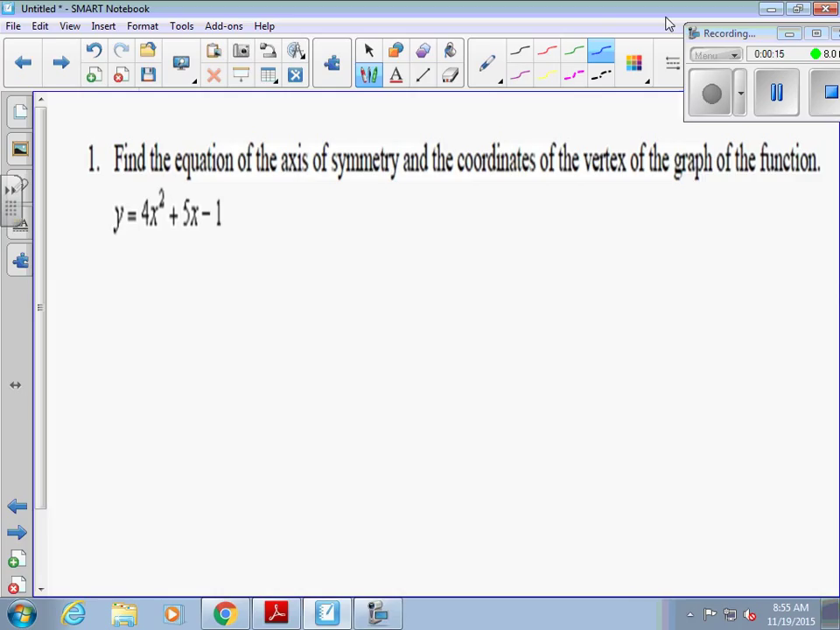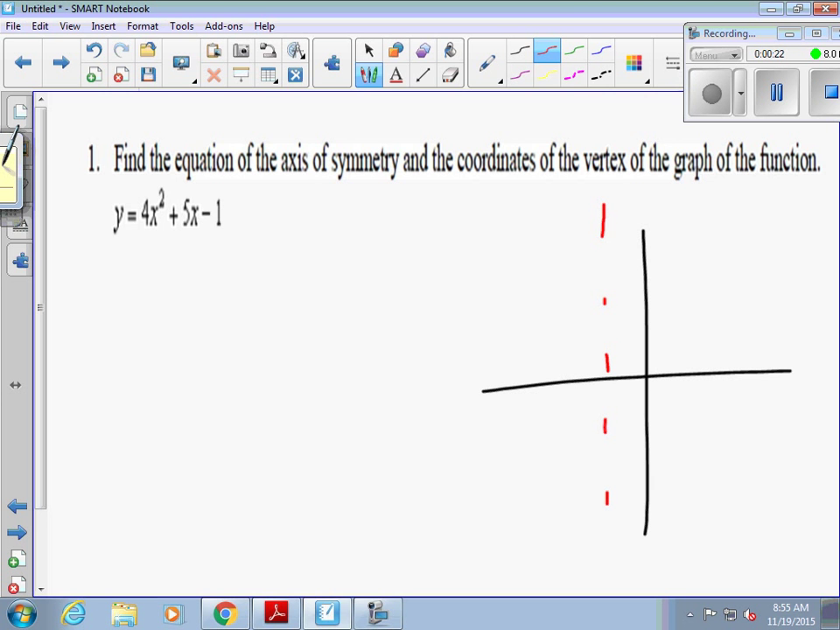Remember what the axis of symmetry is, first off? On your plane, it's going to be that line that runs like this. So it's going to be x equals whatever that is. That's going to be the equation of it. So we're looking for whatever x is.